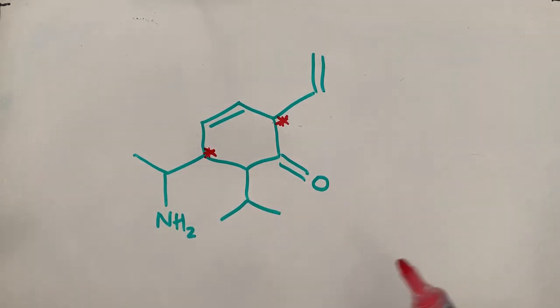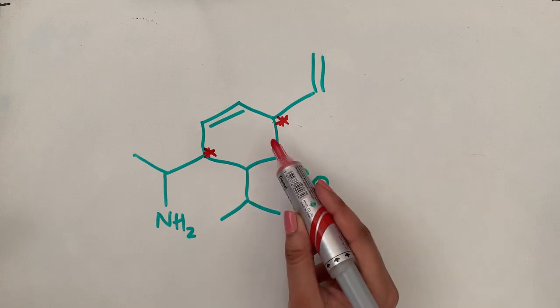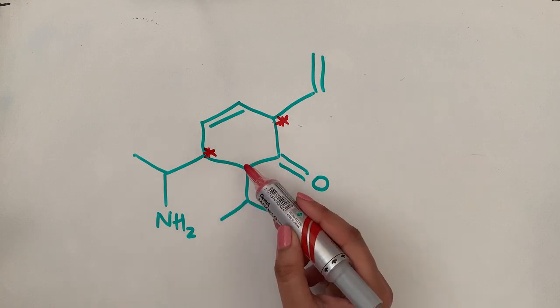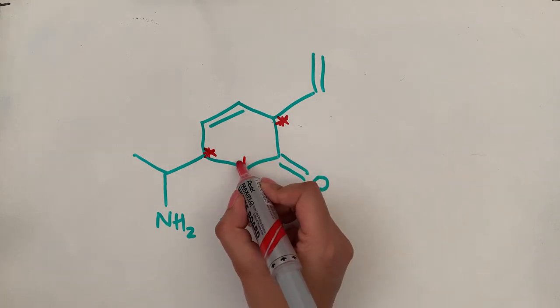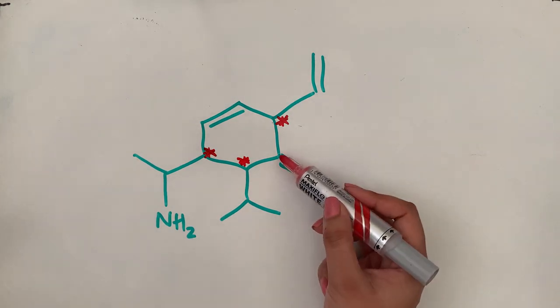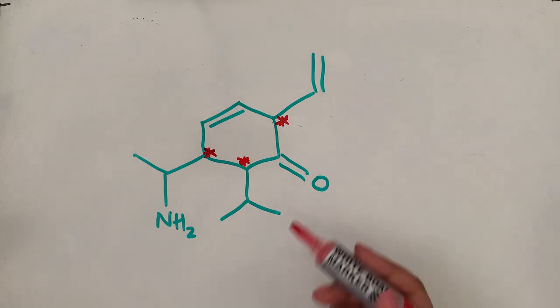I'm going to keep going around the ring. This one over here, again, bonded to 4 different groups. So this group here is different to this group here, which is different to this group here, and is different to the hydrogen. So this too is a chiral center. This carbon here is part of a double bond, so therefore cannot be a chiral center. Oxygen obviously cannot be a chiral carbon.